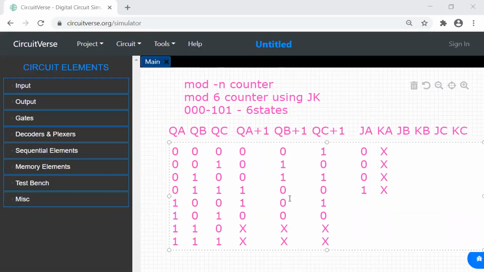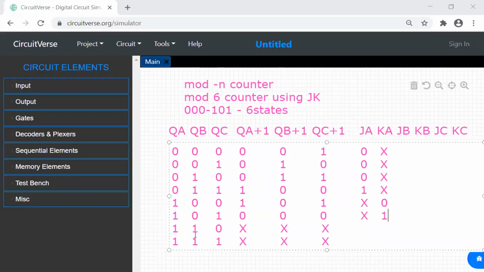Next I have 1 and 1. If I have 1 and 1, what is the excitation table value for my JK? For 1 and 1, it will be X and 0. Next combination, you can see it is 1 and 0. When it is 1 and 0, what is the excitation value? It will be X and 1.